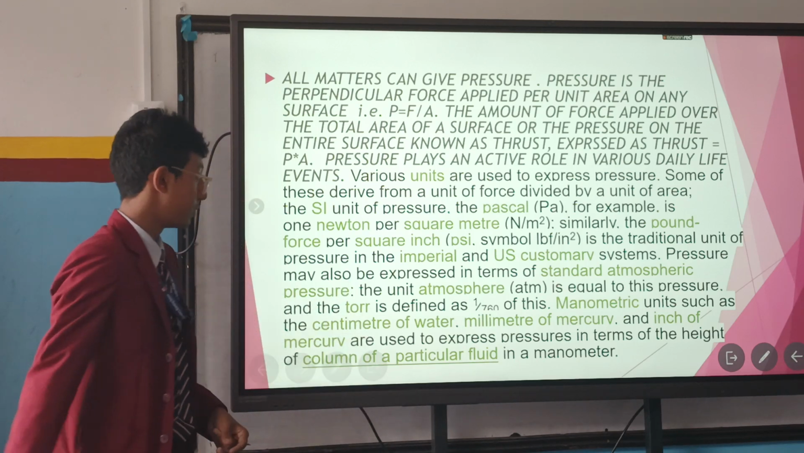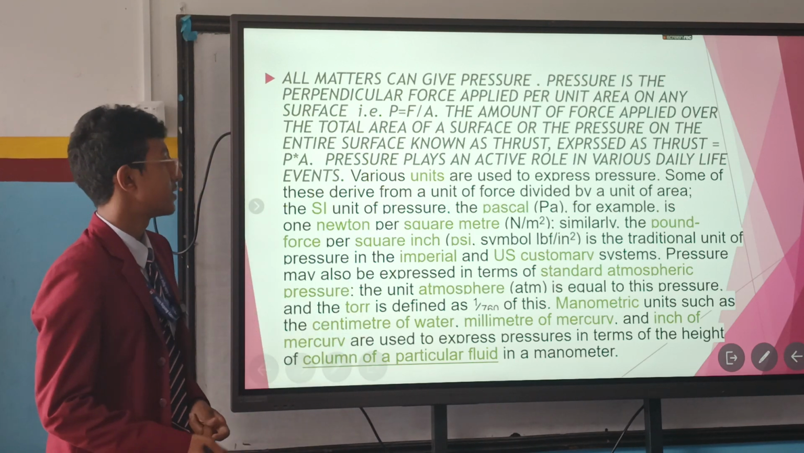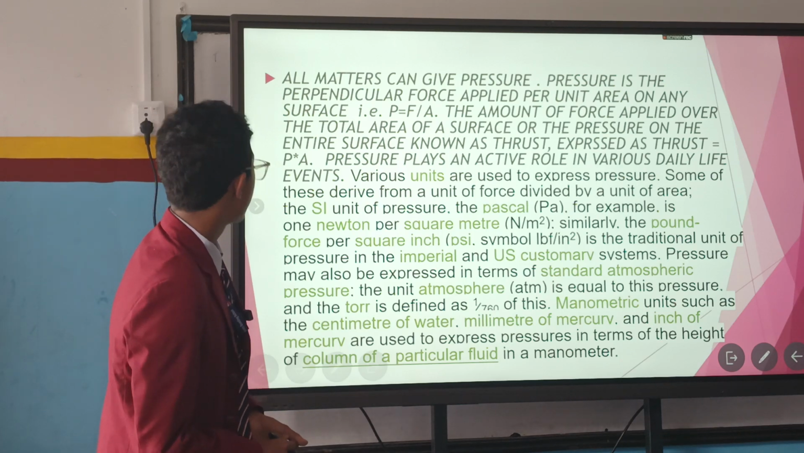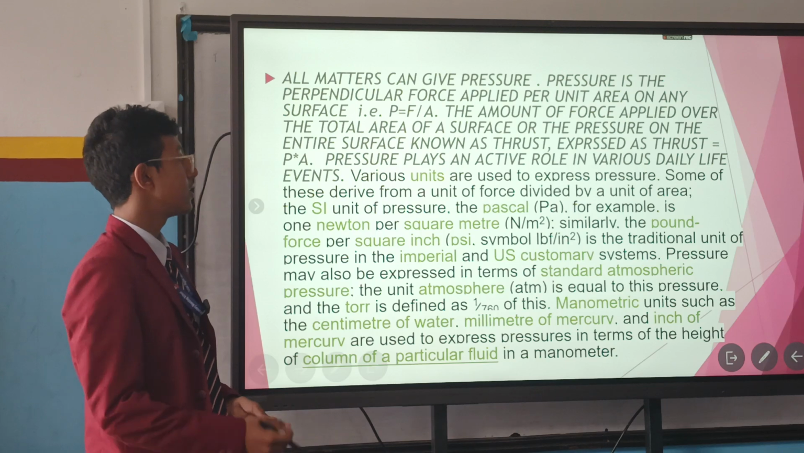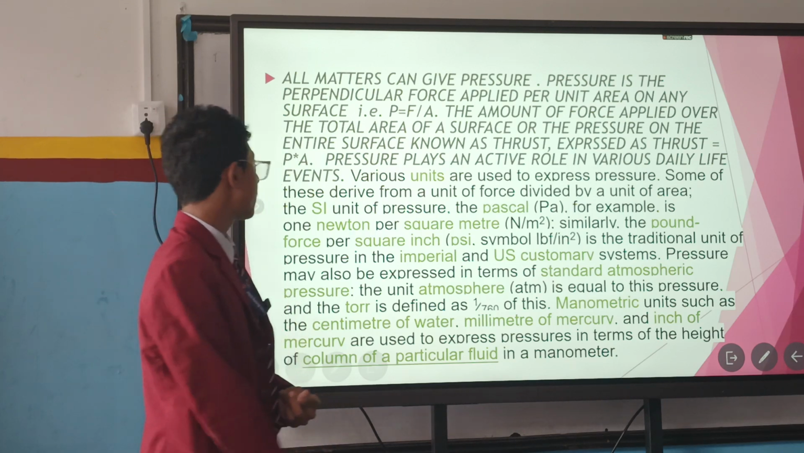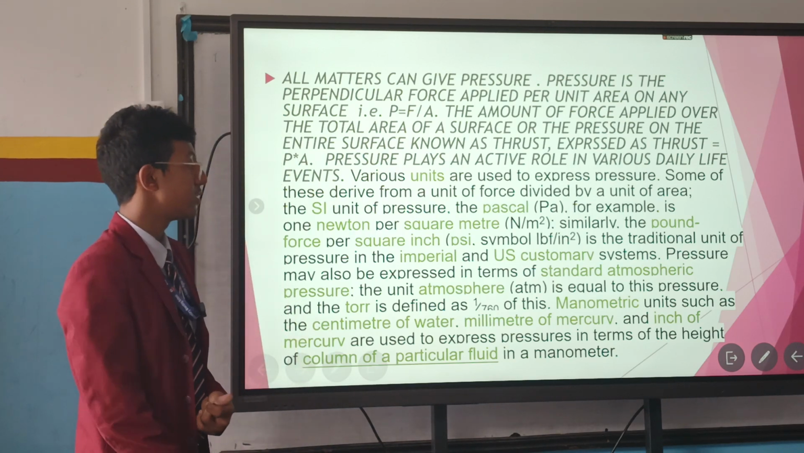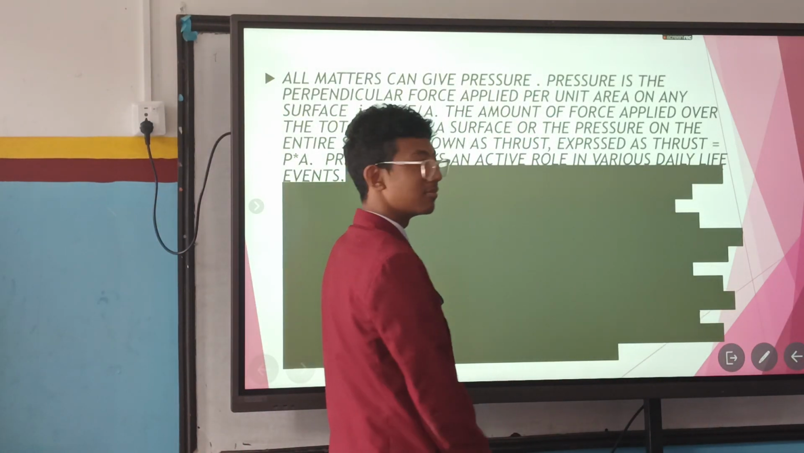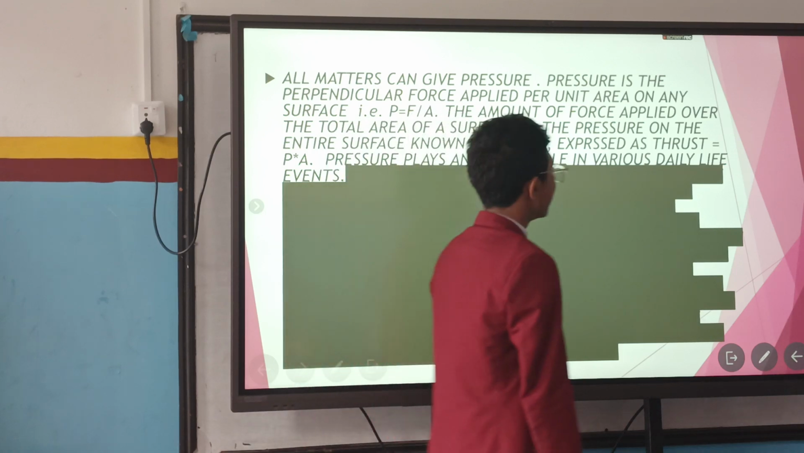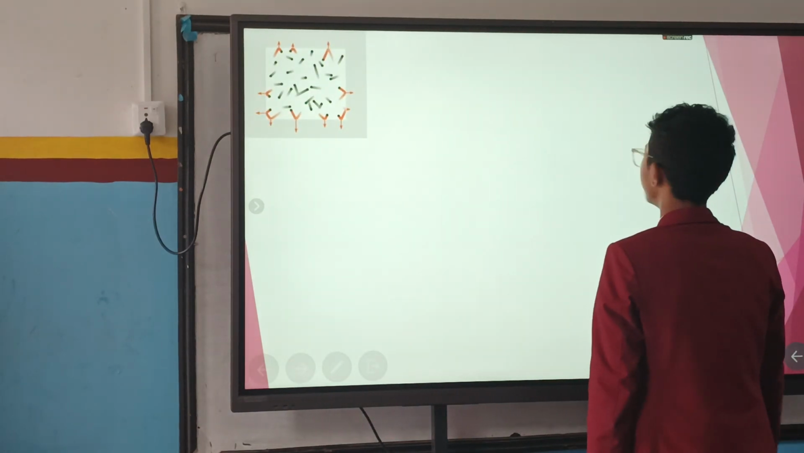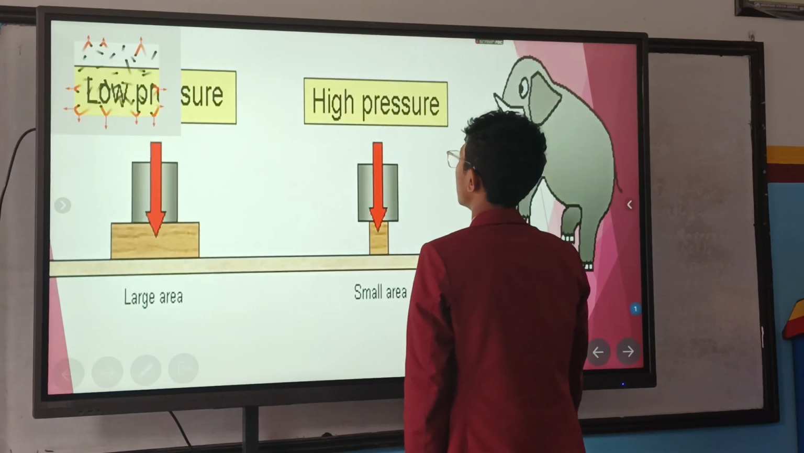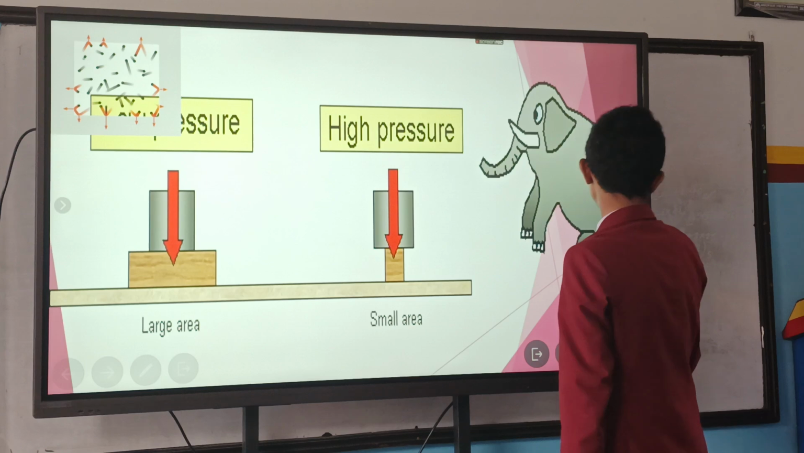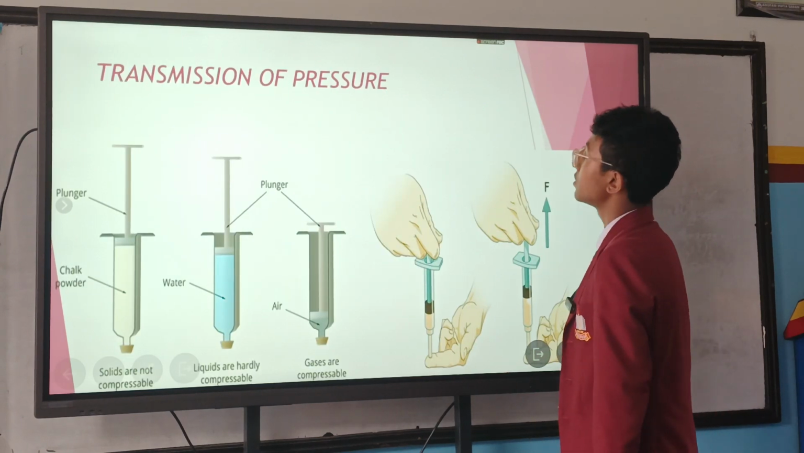The SI unit of pressure, the Pascal, is 1 Newton per square meter, and similarly the pound-force per square inch, the PSI symbol. This is the traditional unit of pressure in the imperial and US customary systems. So this is the picture of low pressure and high pressure, transmission of pressure.